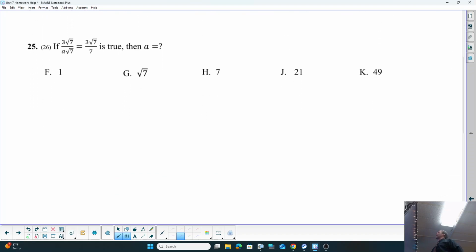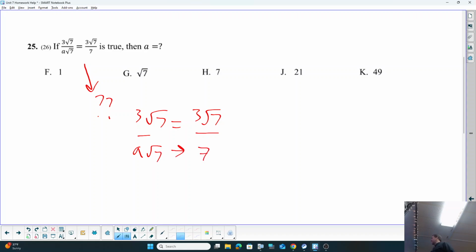Ooh. So if that equals that is true, then what is A equal? Well, that's interesting. You could plug and chug because you have multiple choice answers, but maybe there's a mathematical way to do it. What do you think? You have 3 radical 7 on the top. That's interesting. But what makes the bottom different? Well, A radical 7 makes the bottom different. So how does that become a 7 is the real question.